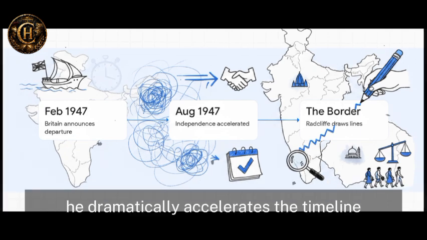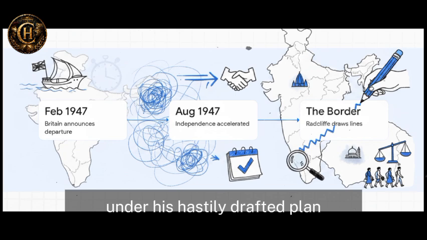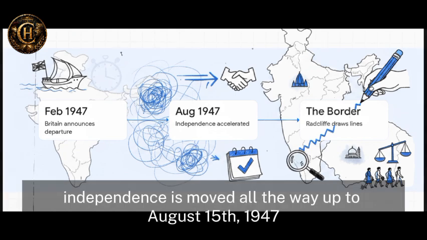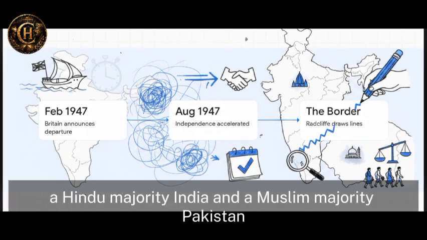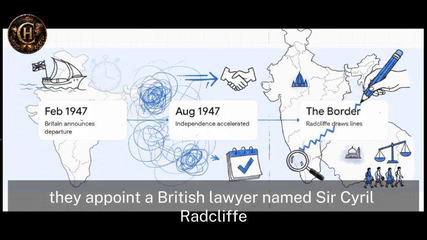He dramatically accelerates the timeline. Under his hastily drafted plan, independence is moved all the way up to August 15, 1947. British India will be partitioned into two dominions, a Hindu-majority India and a Muslim-majority Pakistan. To figure out where those borders go, they appoint a British lawyer named Sir Cyril Radcliffe.